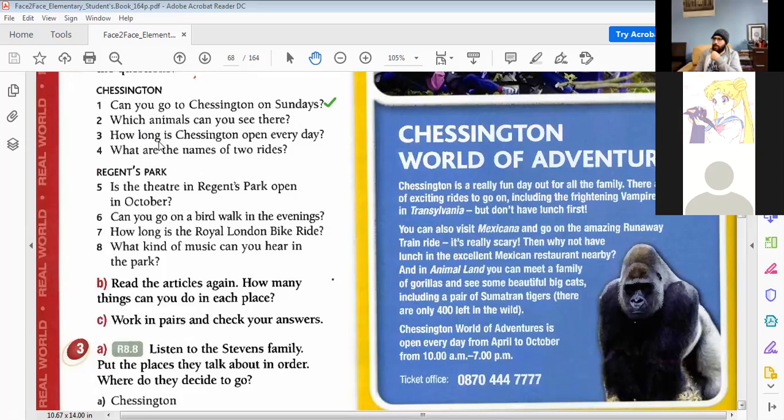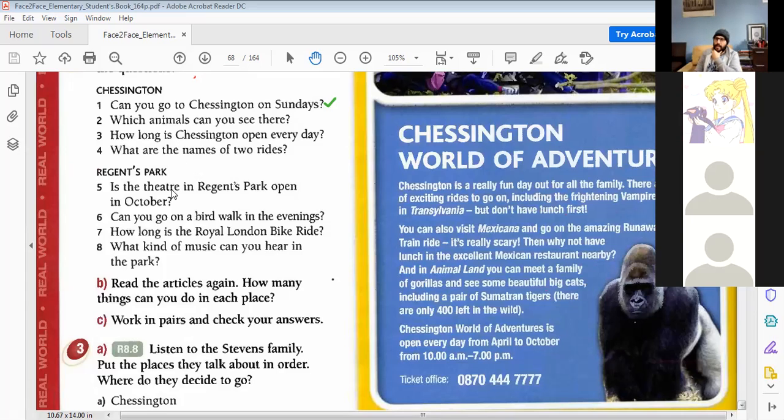Okay, how long is Chessington open every day? For how long? How many hours is it open? From 10 a.m. to 7 p.m. Okay, and so how many hours is that? 9 hours. That's right. So it's open for 9 hours.